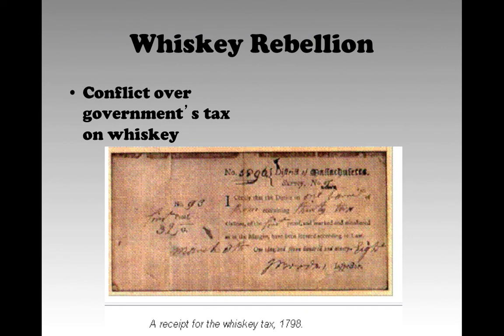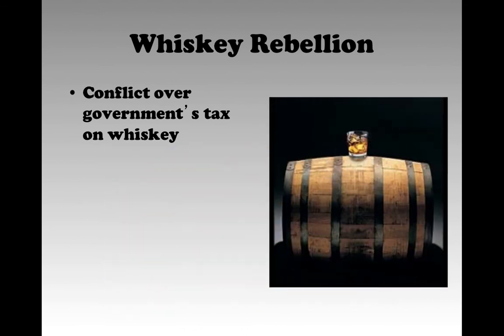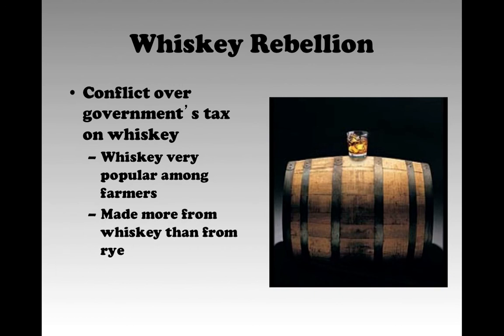Okay, this conflict over the tax on whiskey would be the first opportunity for the new government to show its authority, and they would do so by stepping in and squishing the rebellion. Okay, so you can see very popular among farmers. Reason being is because it was a lot of money, and they used the whiskey as money. We talked about bartering in the business class that I have, and this was just another form of bartering, using whiskey to pay for items that these farmers would need.